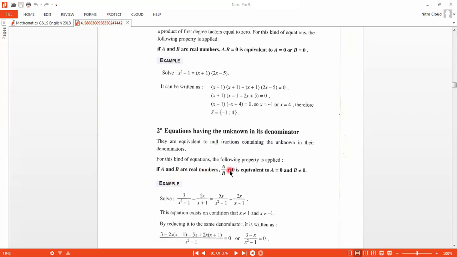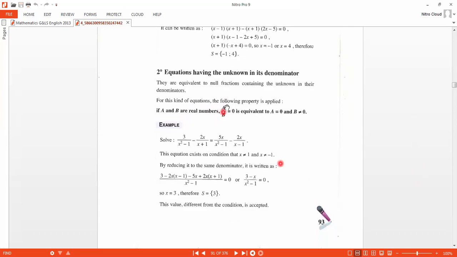Now, what if I have A over B? As you can see here, A over B. If you have a fraction where you have an unknown in the denominator, you have to take the denominator different than 0, which is called the condition, and you take the numerator equal to 0. Okay, so look at this example that we have solved in class.